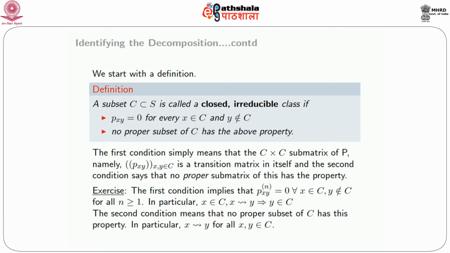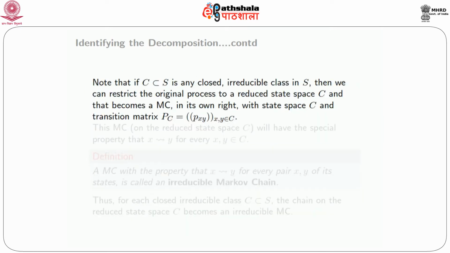So therefore, looking at a closed irreducible class, which is actually a consequence of the definition, a subset C is closed irreducible means that no state in C leads to any state outside of C, and every state in C leads to every state in C. Now, if C in S is any closed irreducible class in S, then we can restrict the original process to a reduced state space C. That means look at the transition matrix by looking at only x, y coming from C. That's a transition matrix. And this becomes a Markov chain because if you start in any x in C, you're always going to remain in C.